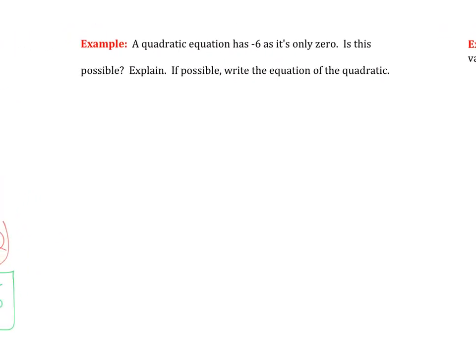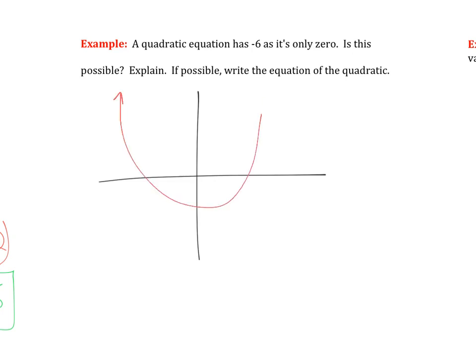Quadratic function has negative 6 as its only 0, so it's got one and only one x-intercept. Is this possible? If so, explain. All right, so I'm going to try to visualize this here. So here's my coordinates, right? And then we have some sort of a quadratic. So a quadratic is just a parabola.